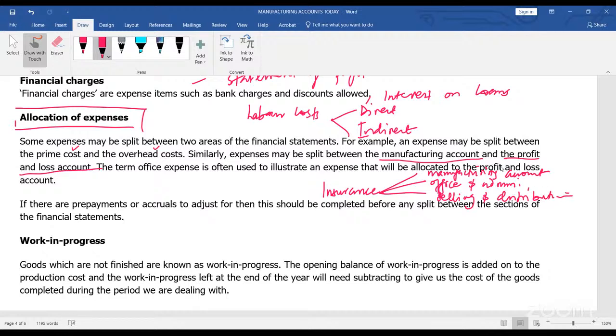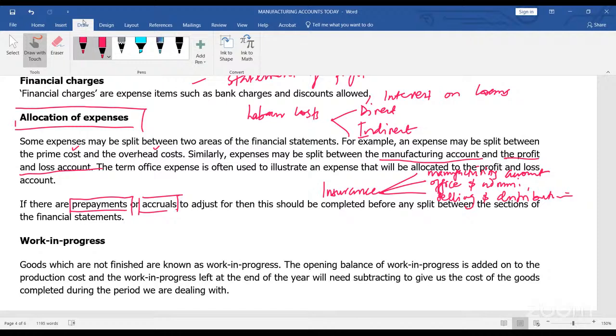You have an expense, but you have to allocate it to the different areas of the financial statement. In financial statements, you always have to take the additional information and see if there is a need to allocate the expenses. Now, if there are prepayments, remember we have what we call prepayments, and then we also have what we call accruals.